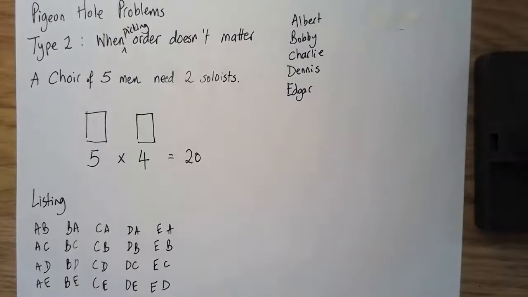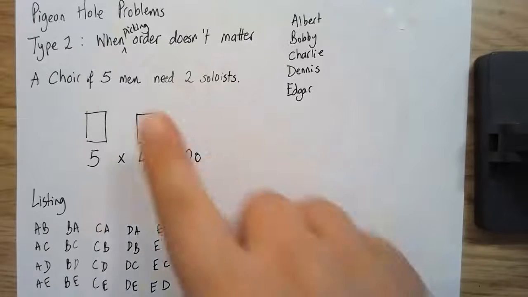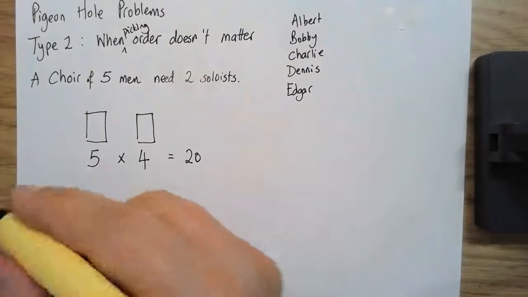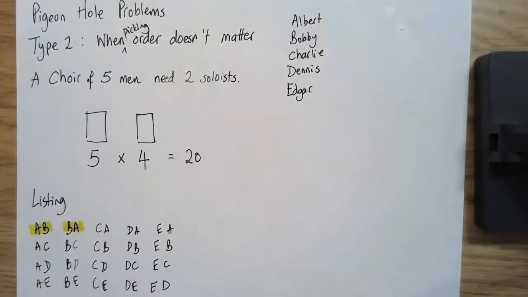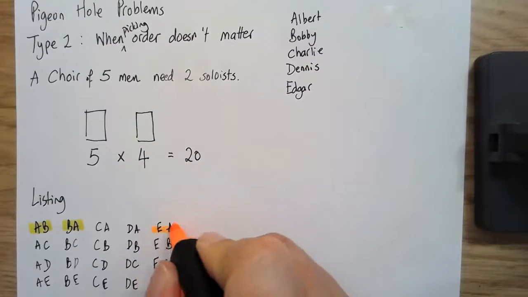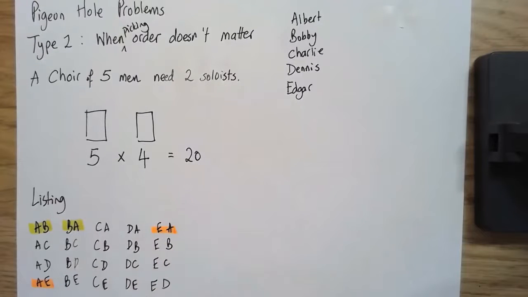But there are duplicates in here. But for me, it's the order bit that makes the difference. So A and B and B and A are exactly the same choice. I have my 2 soloists, and it doesn't matter the order that I've chosen them. I have maybe EA here, and I've got AE here. I have sets of pairs all over this. I could carry on doing them, and you would find that every pairing is here.